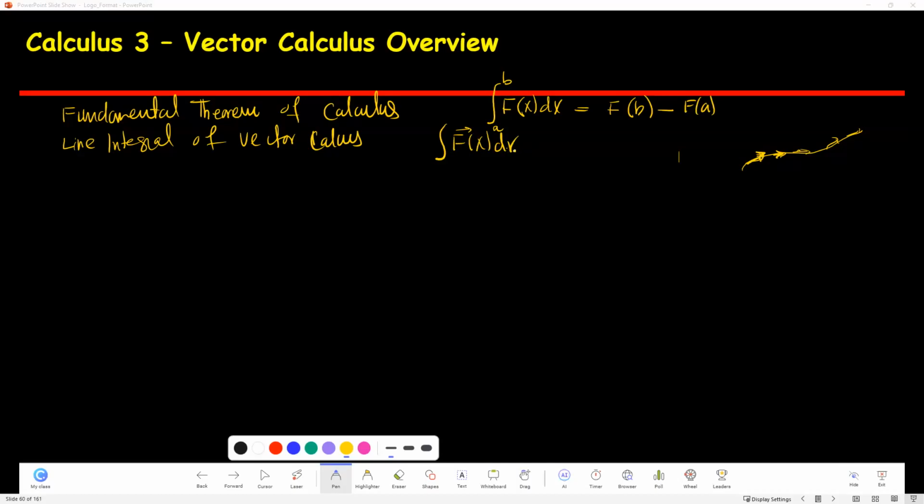Then we learn how we parameterize this curve, and then parameterize our function, and then differentiate the position vector, and then multiply with my function, and we can solve the line integral. Then he says this is a very tedious method. This is a very tedious method. We need to find a shortcut, and that is the fundamental theorem of line integrals.